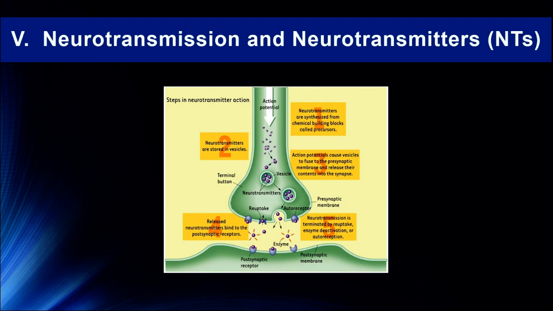So this is a nice summary. We have an action potential traveling down the axon. The neurotransmitters themselves are synthesized from chemical building blocks we call precursors. This can either occur in the axon terminal itself or oftentimes in the cell body or soma. They're packaged in vesicles and then travel down here to be released. So these neurotransmitters are stored in these vesicles. An action potential then causes those vesicles to fuse with the presynaptic membrane and release their contents into the synapse. So these released neurotransmitters bind with the postsynaptic receptors, and then this process is terminated by either reuptake back into the presynaptic neuron across transporter proteins, through autoreception, which causes the release of those neurotransmitters to cease, and then, of course, by enzyme deactivation.